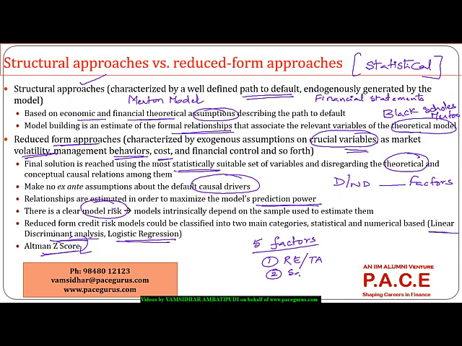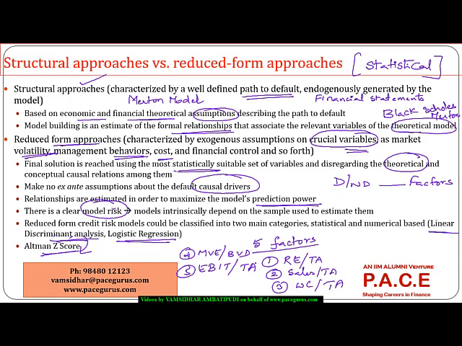Similarly, the sales to total assets, then working capital to total assets ratio, then market value of the equity to the book value of the debt, and even the EBIT, which is earnings before interest and tax, to the total assets. So these are the 5 parameters that are assumed to typically influence the default or the creditworthiness of the firm.